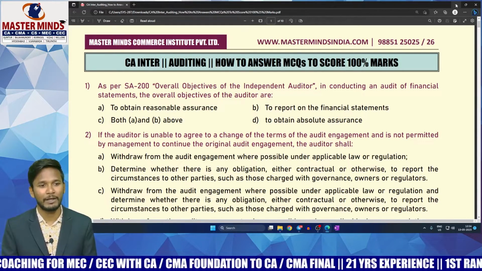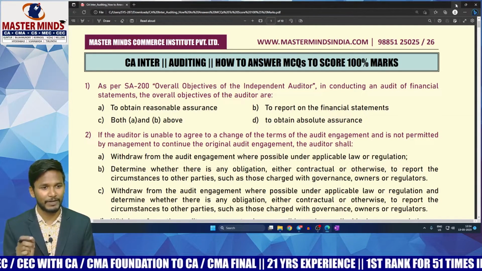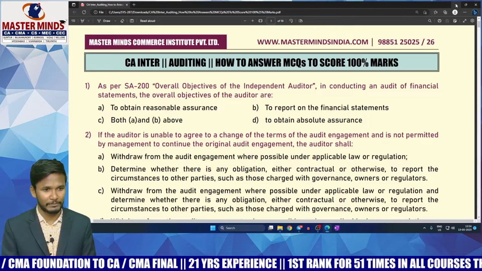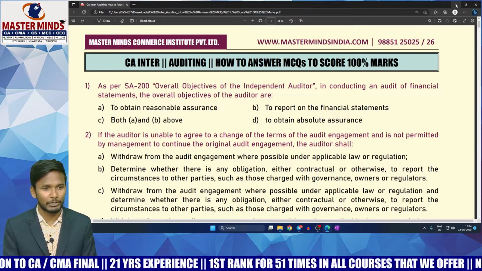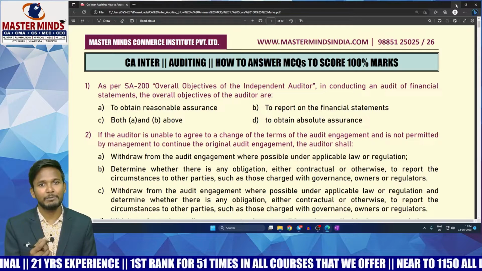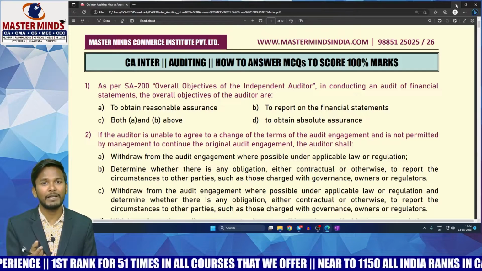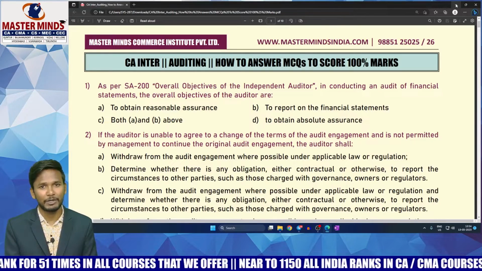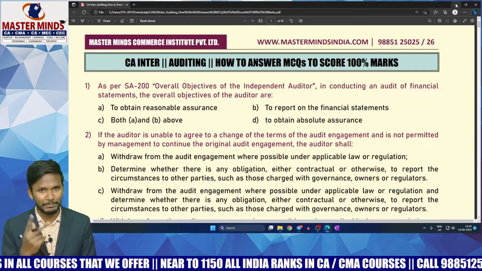What is question number 1? As per SA 200, the overall objective of the independent auditor in conducting an audit of financial statements, the overall objectives of the auditor are, and it stops there. This sentence is nothing but a copy of the standard, which says the auditor generally has 2 objectives. What are the 2 objectives? To obtain reasonable assurance whether financial statements are free from material misstatement and are prepared in all material respects as per the applicable financial reporting framework. And the second objective? To report on the financial statements as per the standards on auditing. These are the basic 2 objectives we have.